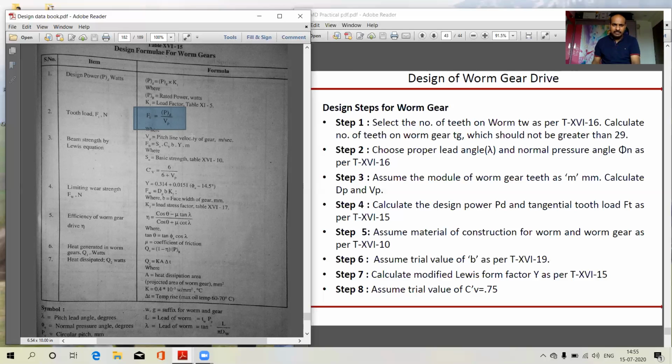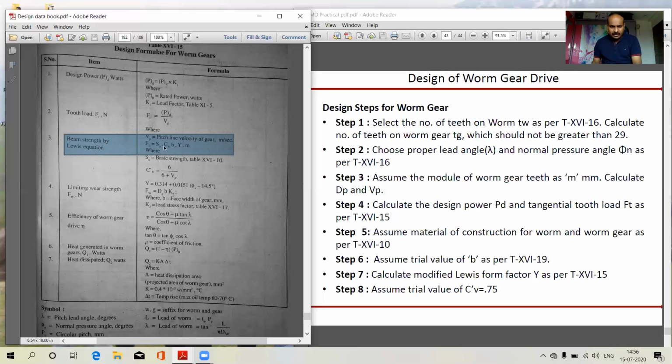Moving forward, we have to calculate the beam strength. Now, what is beam strength? See, in the next point of that particular page of the data book, we have one formula, that is beam strength by Levy's equation. We already calculated beam strength by Levy's equation in spur gear, in helical gear, and in bevel gear also. Here also the same formula is written. We have to calculate various parameters of that particular formula from various tables.